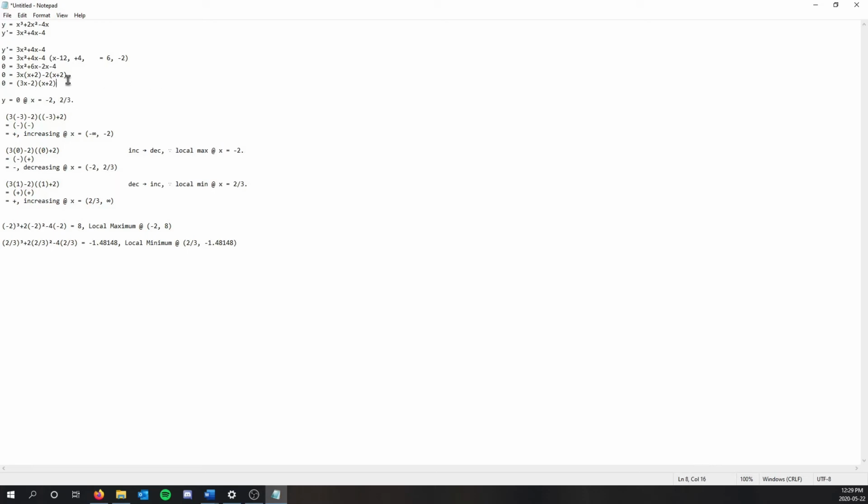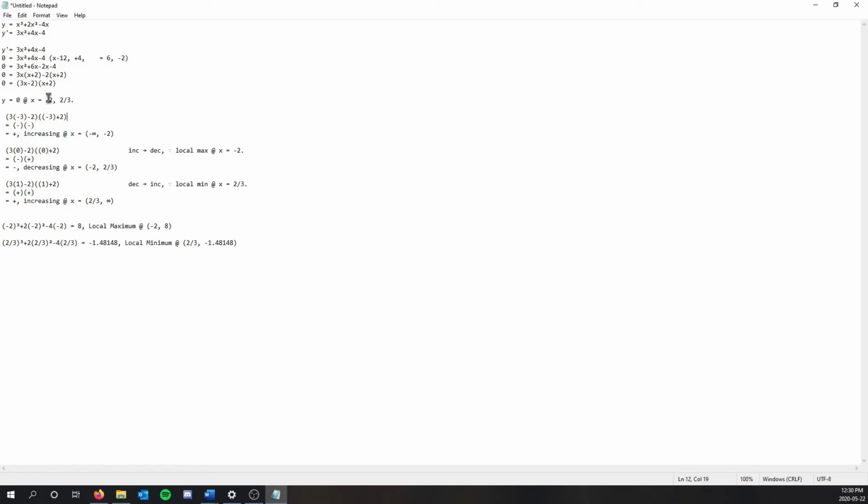Now what we do is we take our factored form and we input different numbers which are both to the left and the right of each of our critical points. So let's start with -3. Input -3, we get two negatives, that equals positive. So we know that up to and not including -2, the function is increasing. So that's an interval of increase at x equals -infinity to -2.